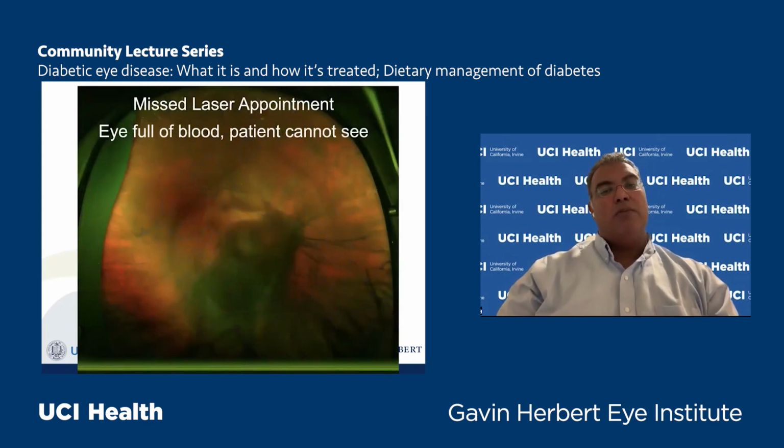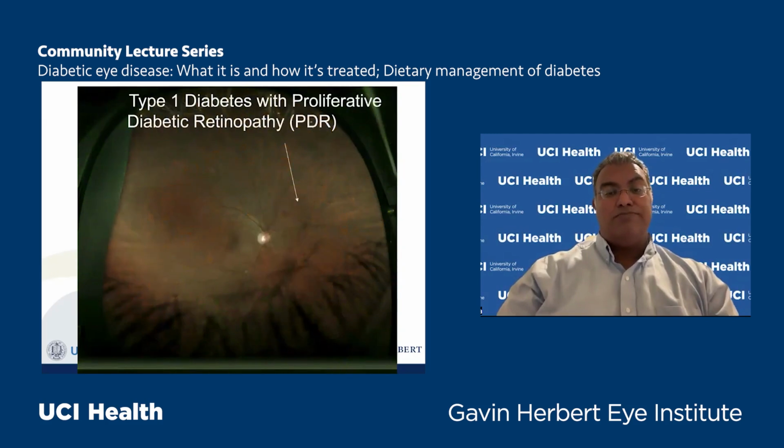But this patient missed their appointment. When they missed their appointment, their whole eye became full of blood, and the patient could not see anything. Before, this patient's vision was around 20/60, where 20/20 is normal. The higher the second number, the worse it is. So you want the first number to be 20 and the second number to be as close to 20 as possible.